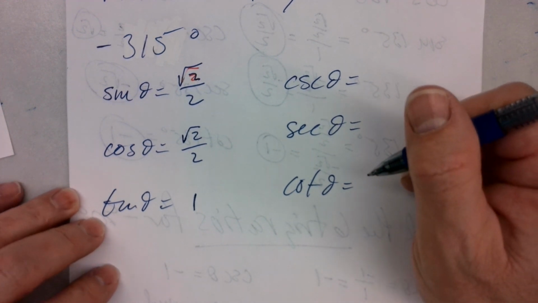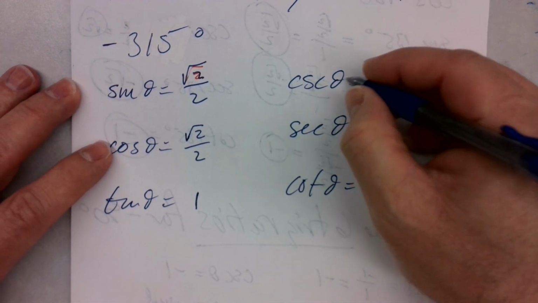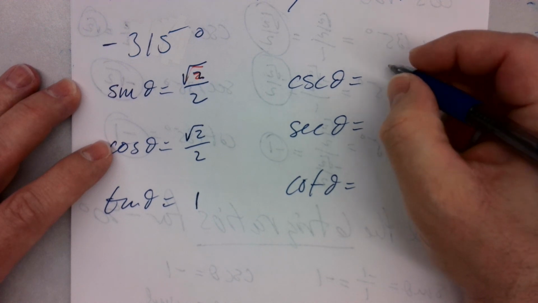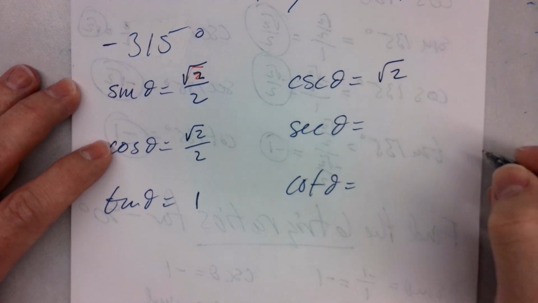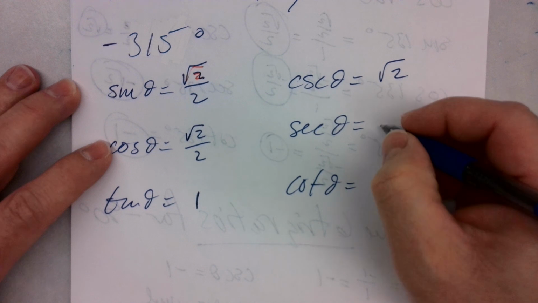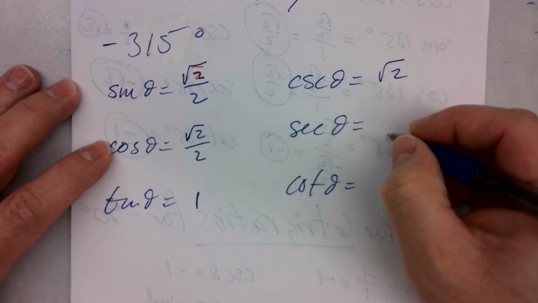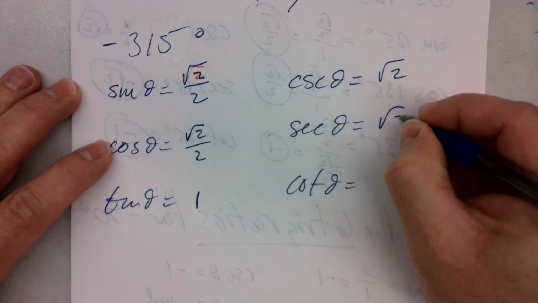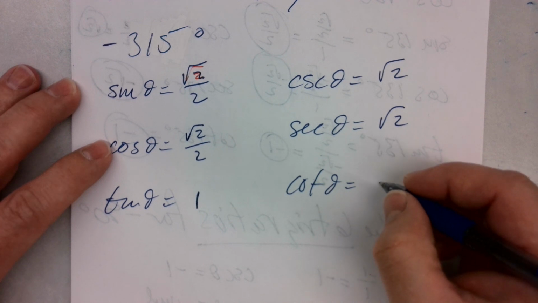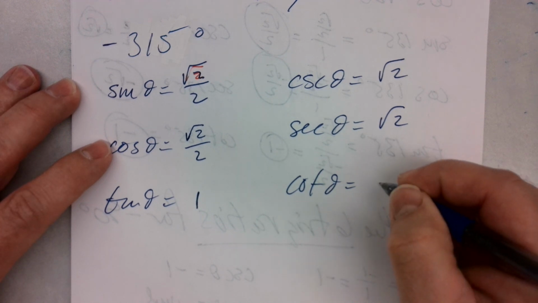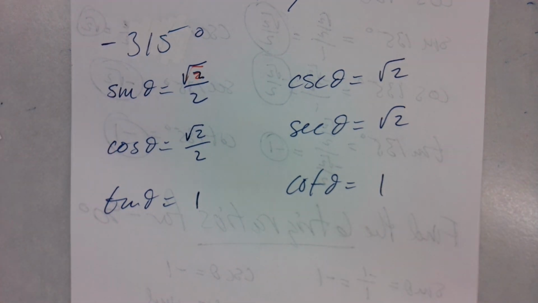Who was number 8? What do you got for me, Smedley, for the cosecant of theta? Root 2, is she right? Who was 9? What do you got for 9, Kaya? Root 2, and who is 10? What do you got, Sydney? Are they right? Just like that. Did you get it, Bailey? Makes you feel good, doesn't it?